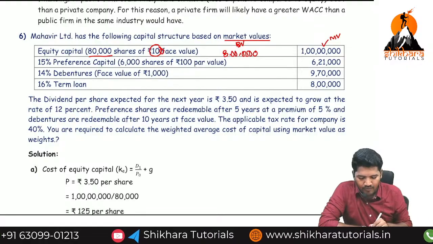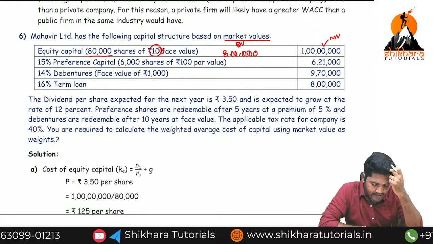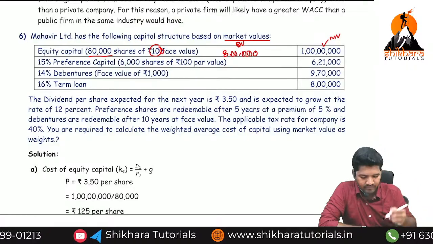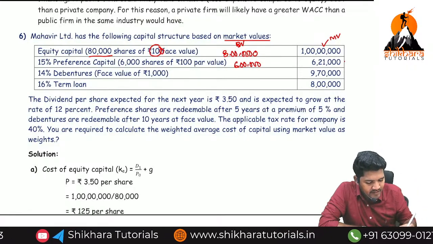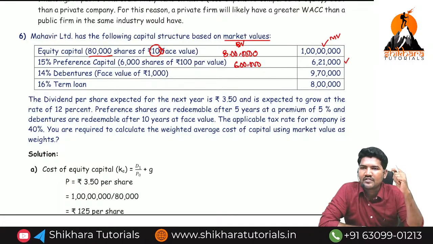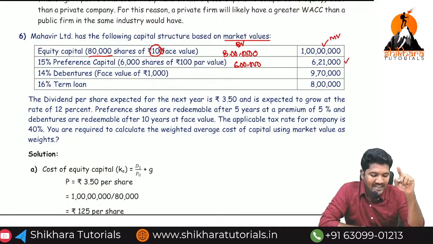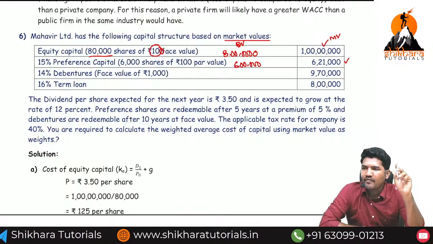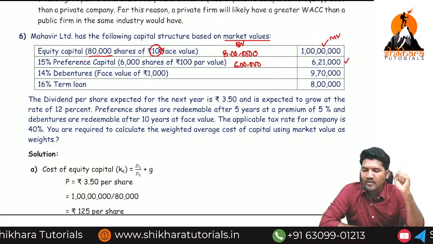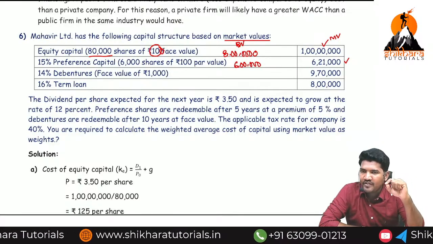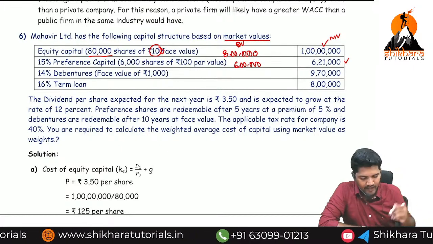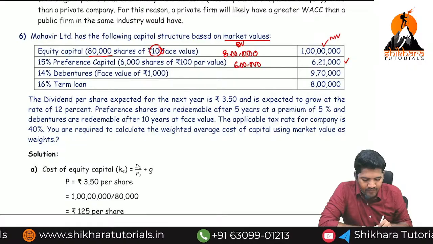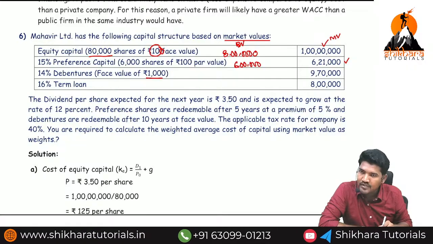Now, when it comes to 15% preference capital, 6,000 into 100 rupees, 6 lakhs. But how much did they record here? 6 lakhs 21,000. What is the difference? This is 6 lakh; the difference is not about the money point of view, but about the value point of view. 6 lakhs is known as the book value of the preference share capital. 6 lakhs 21,000 is the market value. Okay, done.